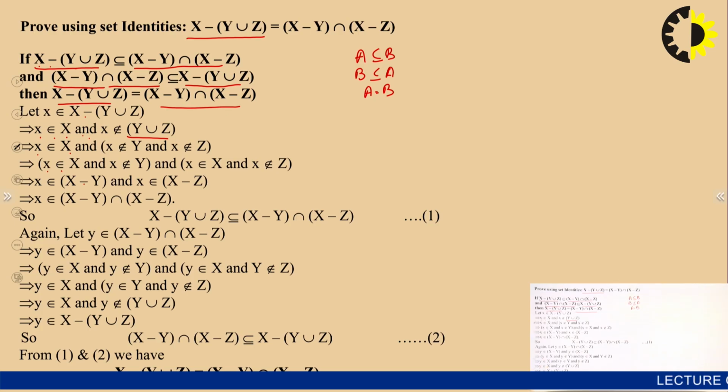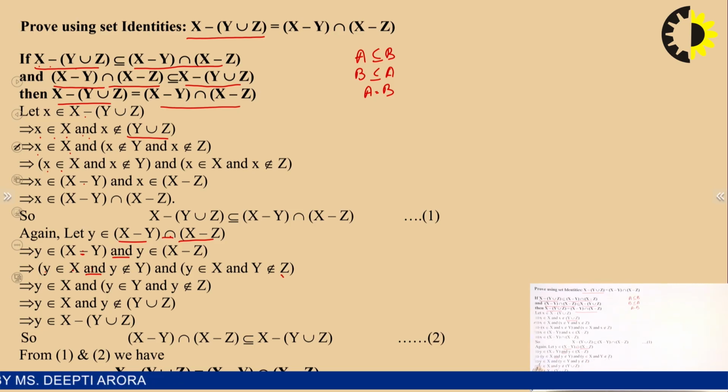Now again, we will take the RHS. That is, let y belong to X minus Y intersection X minus Z. Now we will evaluate it, and now we will open it. Y belongs to X and minus is converted into and. Y belongs to X and y does not belong to Y because minus is there. We don't have to include. If it is plus, then we can say y belongs to Y. And y belongs to X and y does not belong to Z.